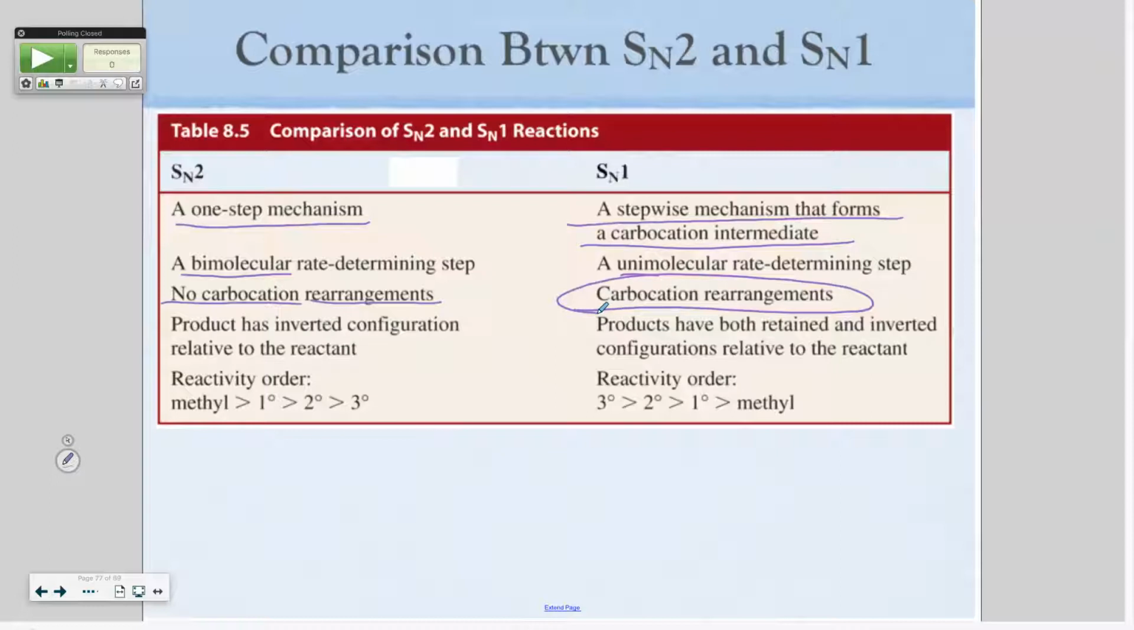In an SN1 reaction, you have to look and see. Maybe you make a tertiary carbocation to begin with and nothing rearranges. Okay, I mean, it doesn't have to rearrange. Don't try to force it, look at the structures, okay?